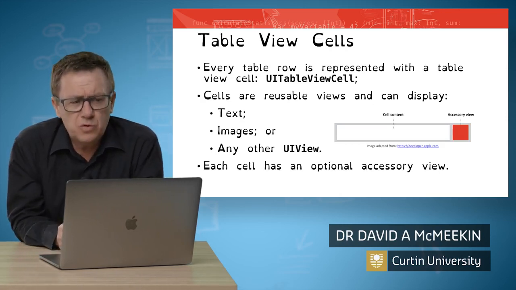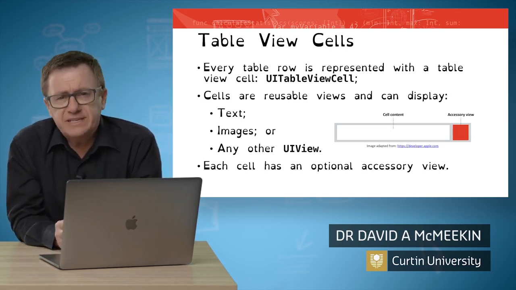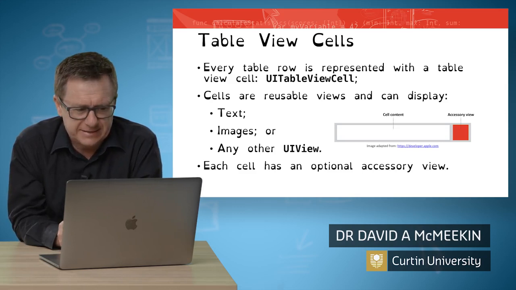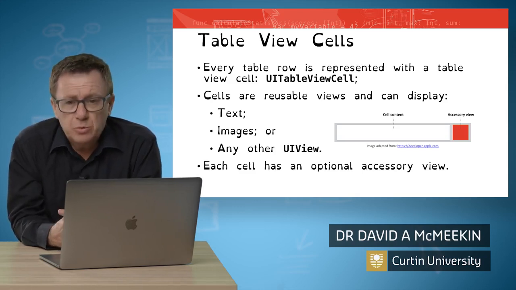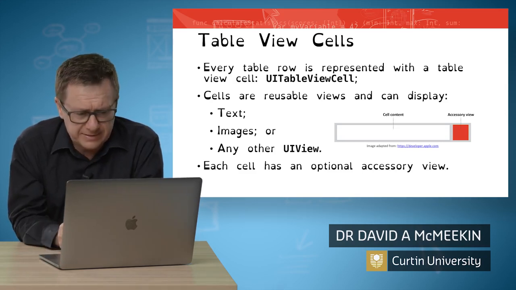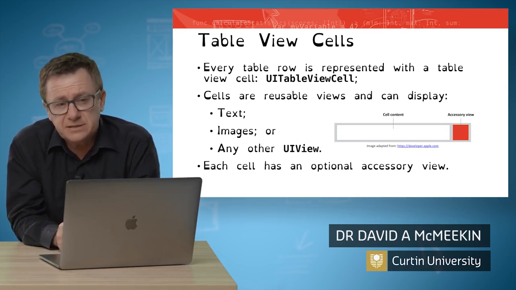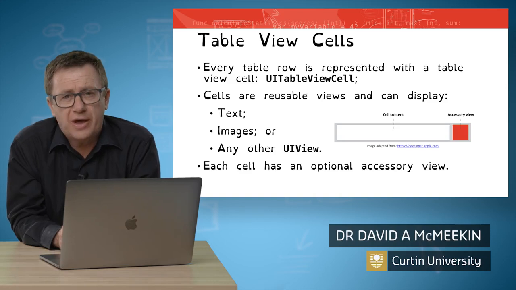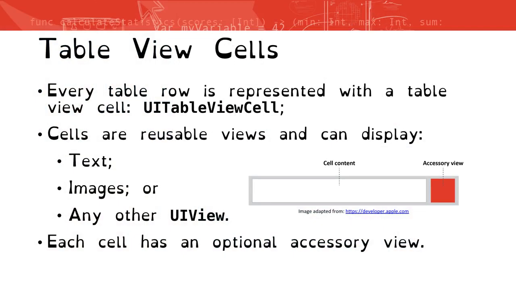So we have table view cells. Every table row is represented with a table view cell, which tends to make sense. Cells are reusable, which is nice, and they can display different things. They can display text, they can display images, or they can display anything else within a UI view. Each cell has an optional accessory view.